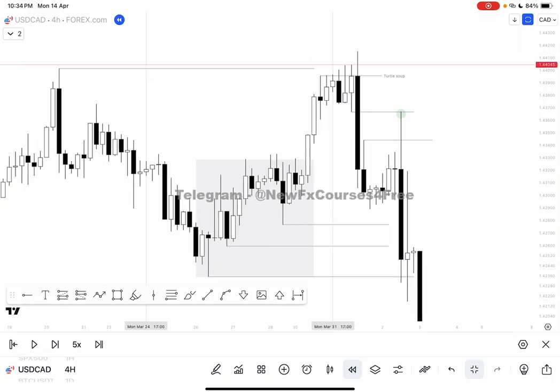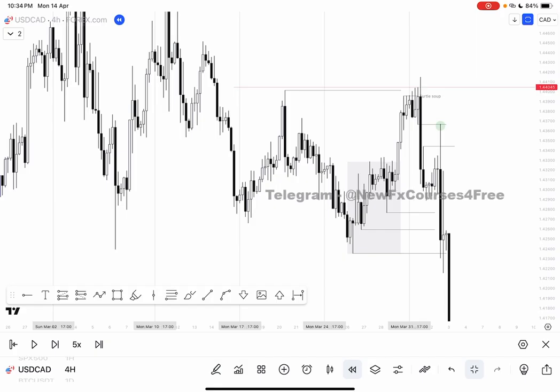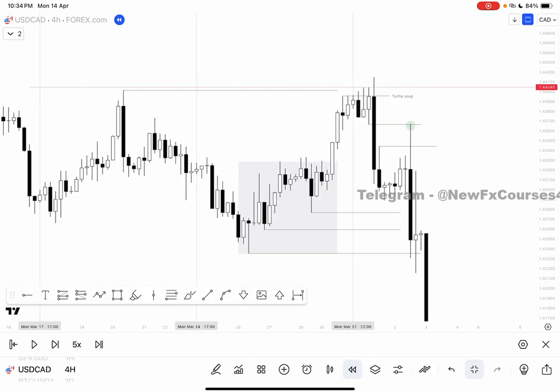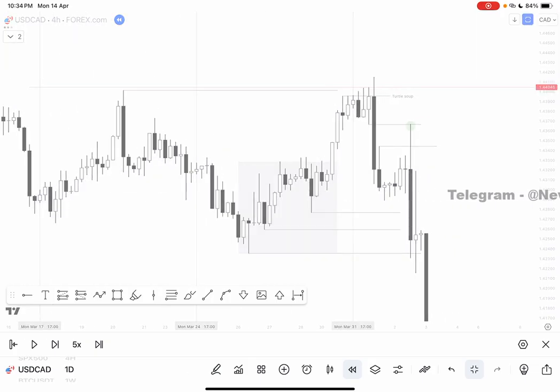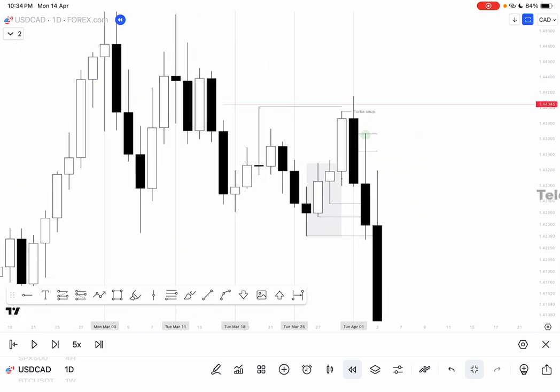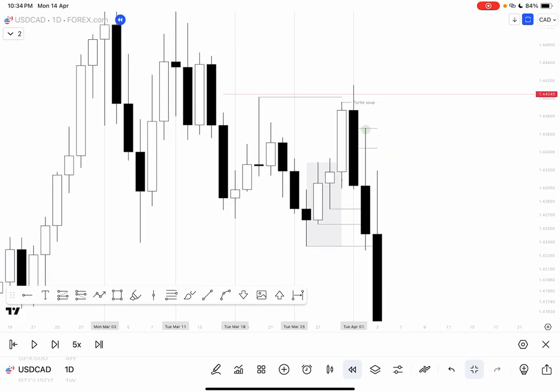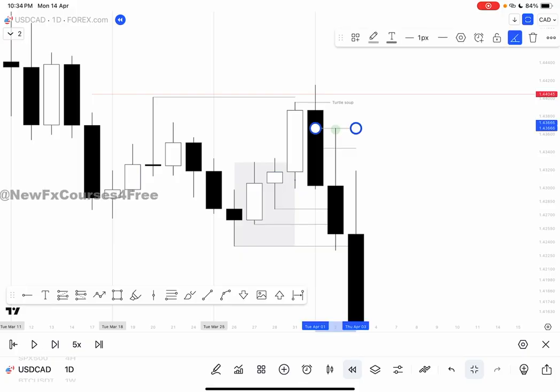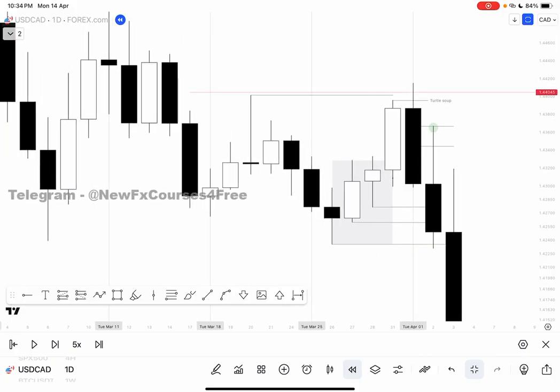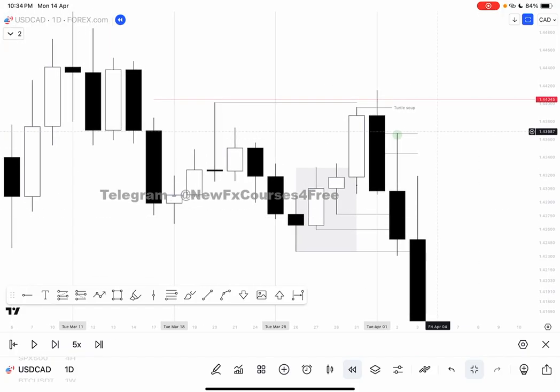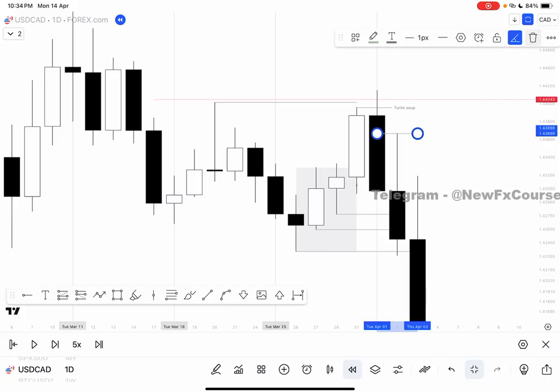So that was how you actually use your market maker model, be it the market maker sell model or the market maker buy model. So you can see here, let me note something real quick.